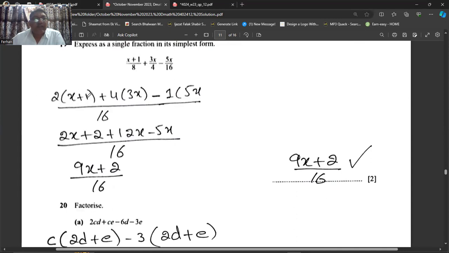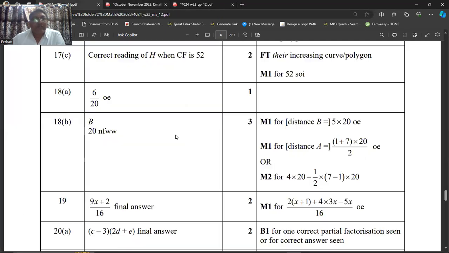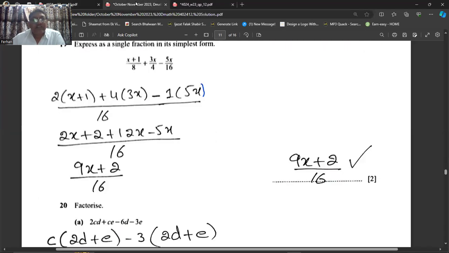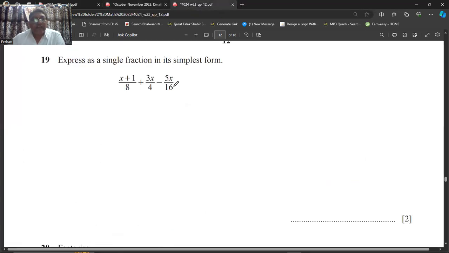So you will have 2 bracket x plus 1 plus 4 into 3x minus 1 into 5x. Okay, so you will have 2x plus 2 plus 12x minus 5x. Downstairs you will have 16. So here you will have 9x plus 2 divided by 16. So 9x plus 2 divided by 16 is the right answer. This is the solution, question number 19.